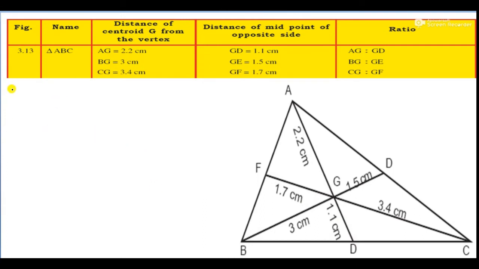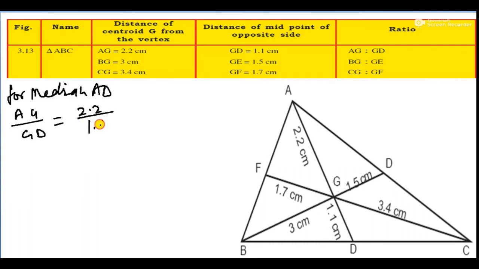So first, for median AD, we write AG upon GD. AG is given as 2.2 centimeter, and GD is 1.1 centimeter. Remove the decimal points and cancel 11: 11 ones are 11, 11 twos are 22. So it is 2 upon 1. So the ratio is 2 is to 1.